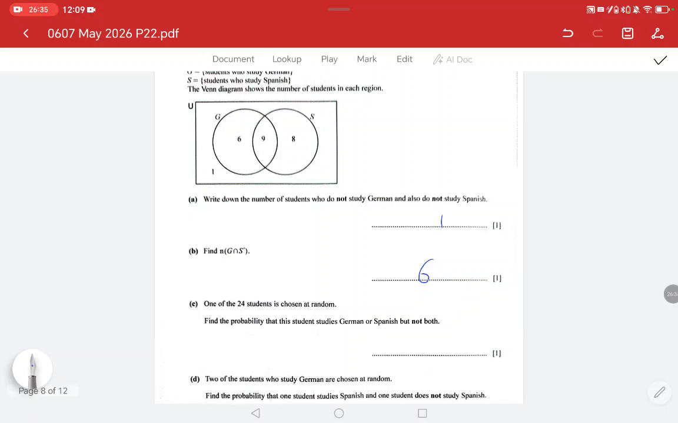Now, one of the 24 students, so I'm talking about one person, so one fraction. This is out of the 24, so I'll divide by 24. How about this one? They said the probability that this student studies German or Spanish, but not both. So it's 6 plus 8, which is 14 over 24. You can leave it this way, or if you want to round, it's okay.